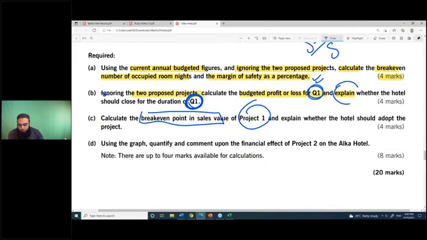Using the graph, quantify and comment upon the financial effect of project 2 on the Elka Hotel for 8 marks. There are 4 marks available for calculation. Okay, so one can expect this part to completely come on a word processing sheet.